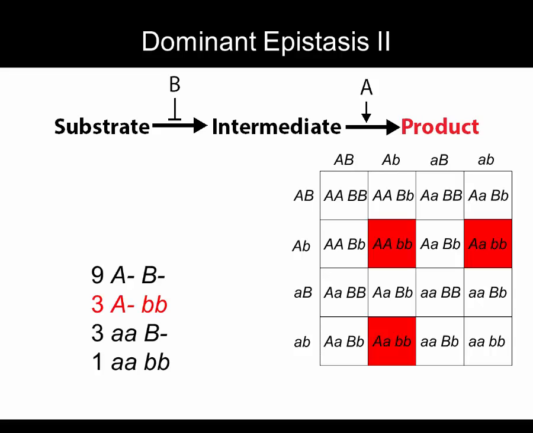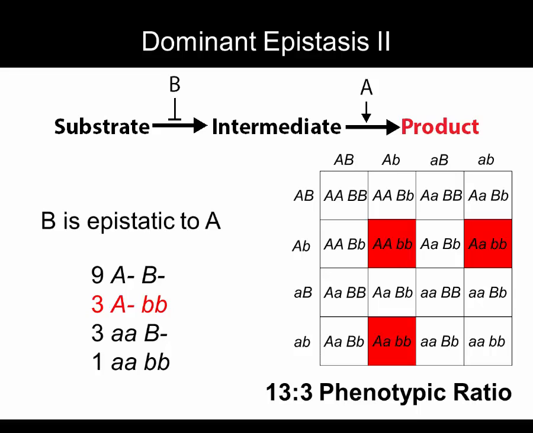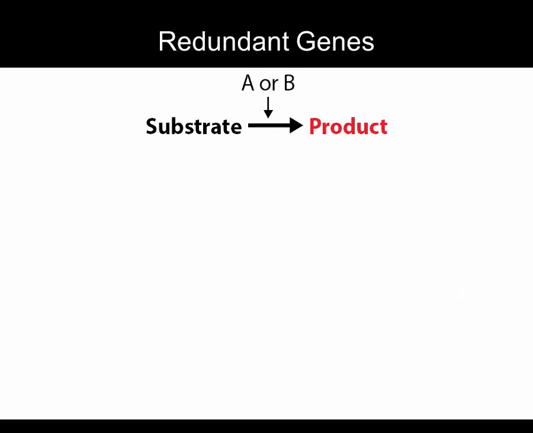Only the 3 cases that are homozygous recessive for B and with at least one dominant A allele will produce pigment. This means a phenotypic ratio of 13:3. Here, we say B is only epistatic to the dominant A allele. The presence of the dominant B allele doesn't mask the phenotype of a flower homozygous recessive for A because those phenotypes are the same. The last type of interaction we're going to talk about are redundant genes.